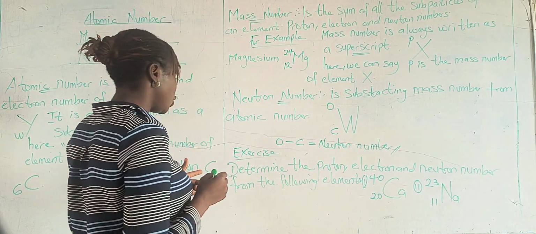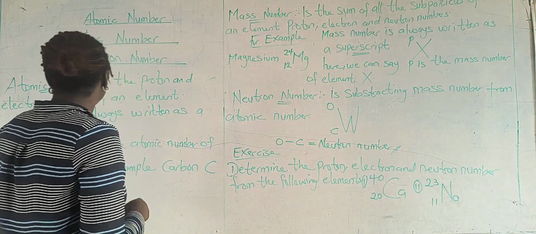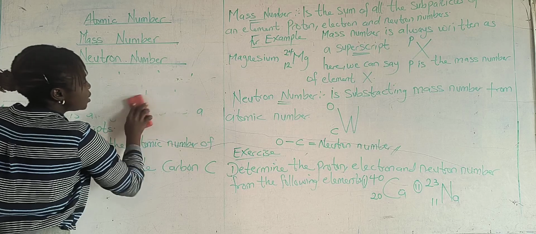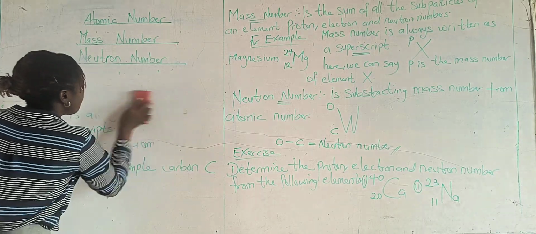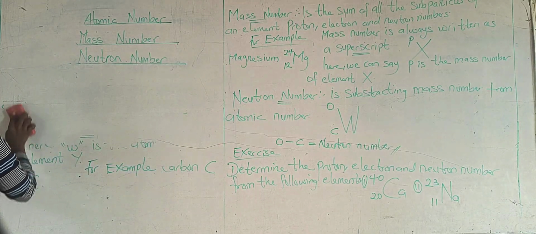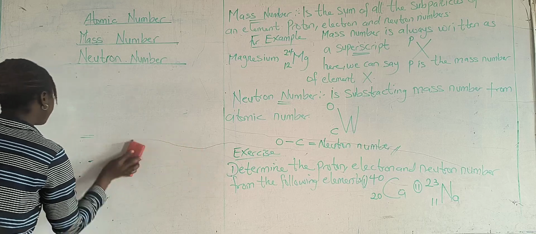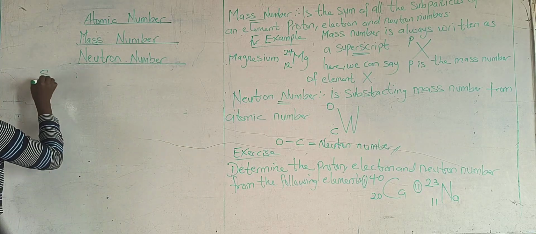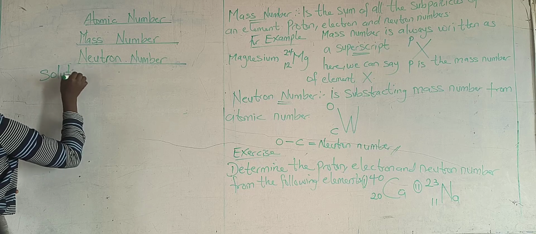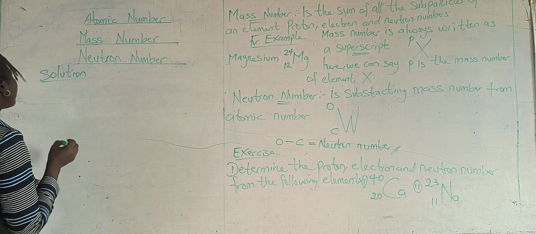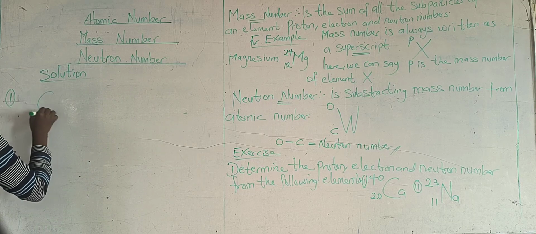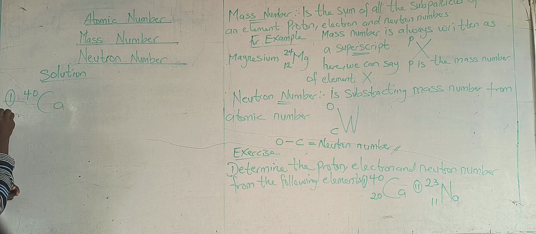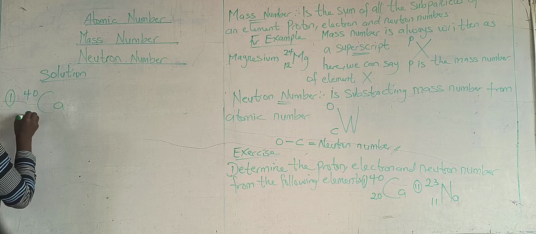And second, we are given everything. Don't forget the derivation. So let's take it like a solution. We're solving it together. So solution. Let's take the first one, which is calcium. It's having the mass number of 40 and the atomic number of 20.